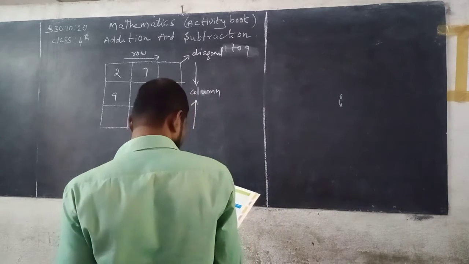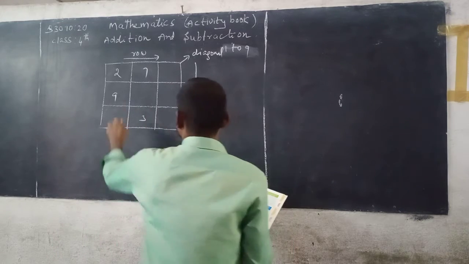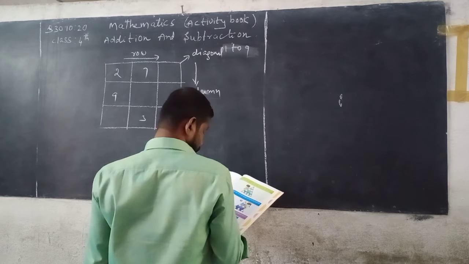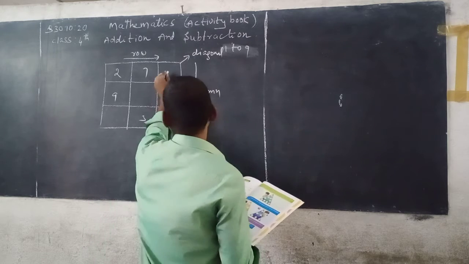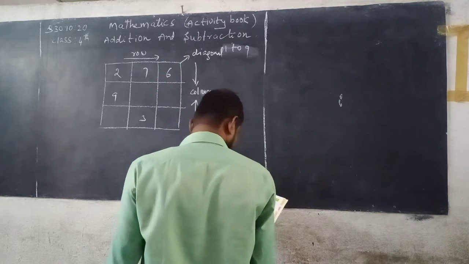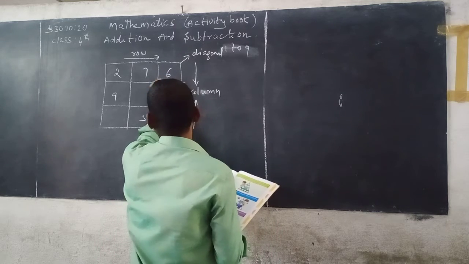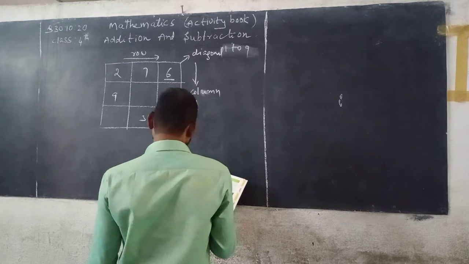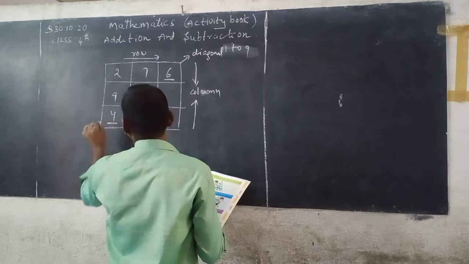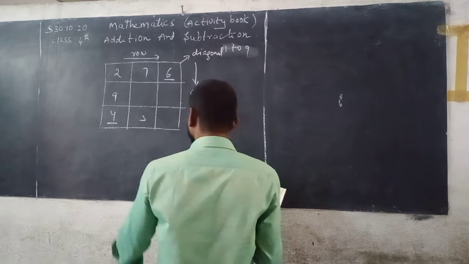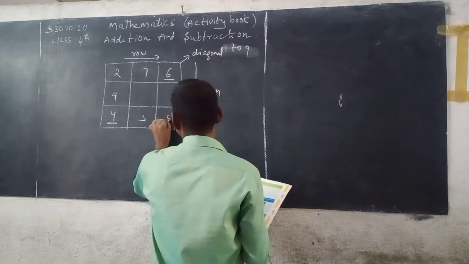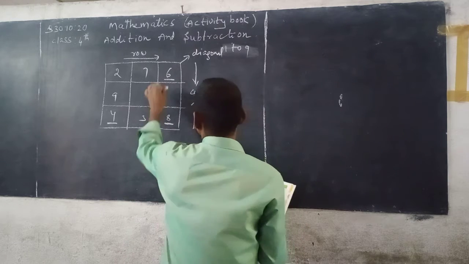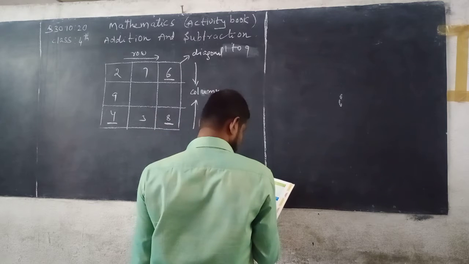See here, 2 plus 7, 9, 9 plus 6, 15. Next, 2 plus 9, 11, 11 plus 4, 15. Next here, 4 plus 3, 7, 7 plus 8, 15. Next, 8 plus 6, 14.